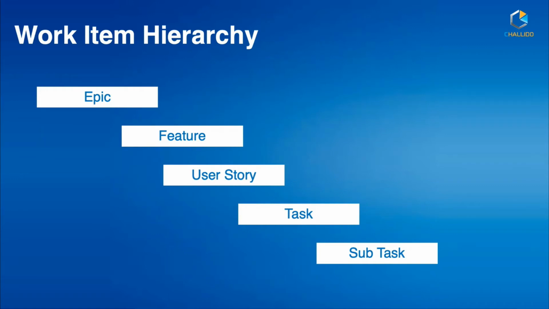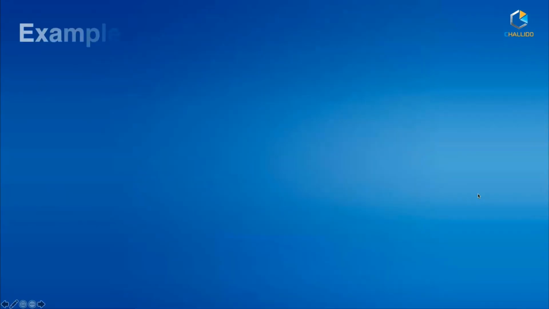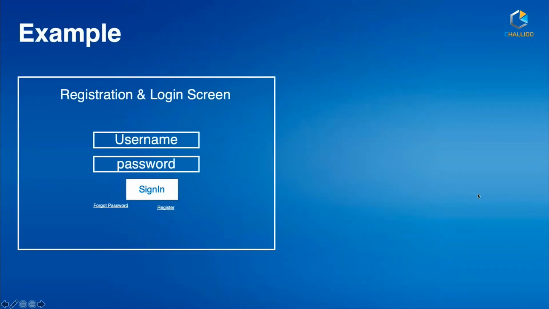Okay, so just to take an example of this work item which I was mentioning, let's take this example of a registration and a login page. Consider there's a UI like this where you have a username, password with a forgot password and register link, and you have a sign in button. So how would you identify what will be a user story, what will be a feature, what will be an epic?